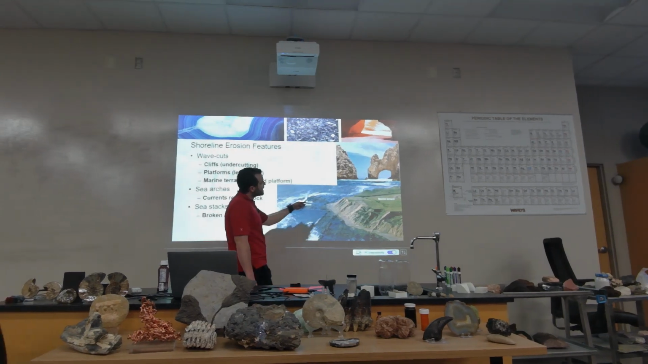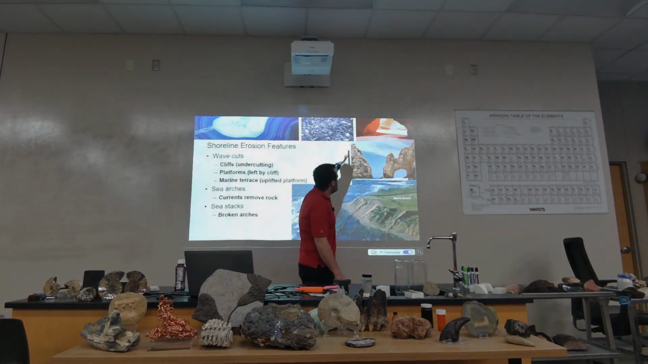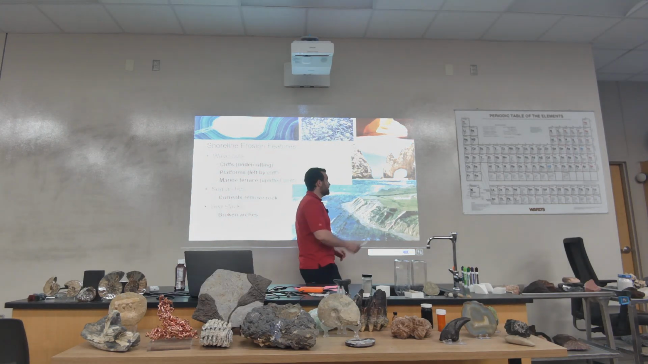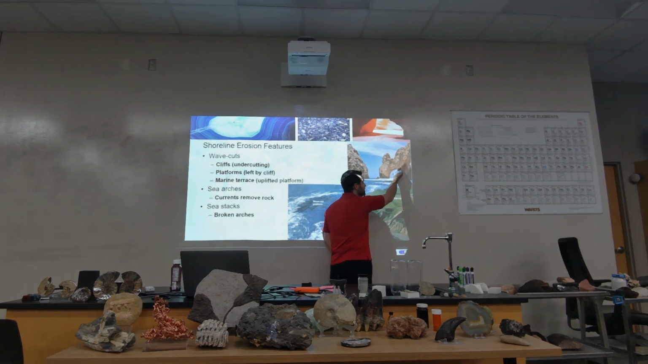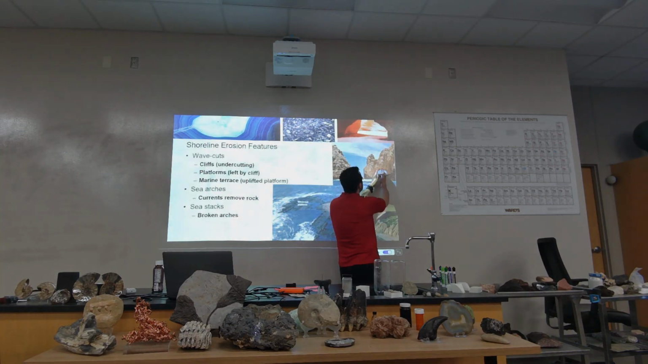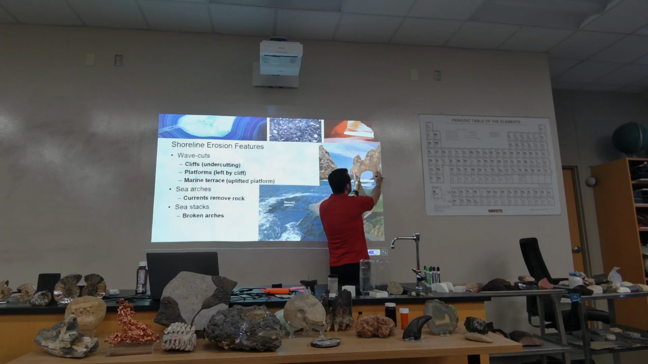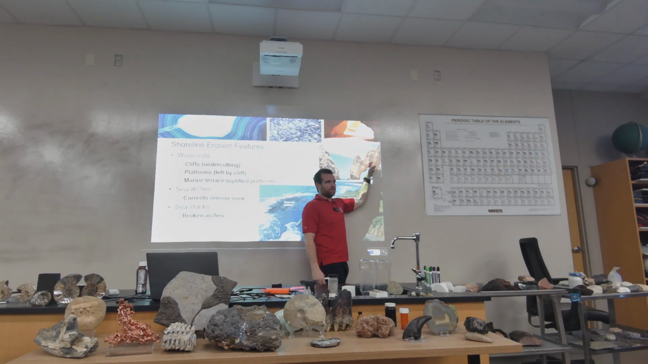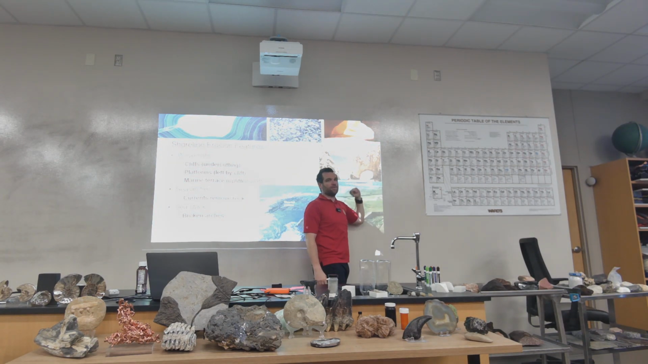A sea stack looks like this. It's kind of just a tower of rock hanging out just off the coast. This most commonly forms when a sea arch loses the arch. What would happen if enough material was removed from both sides of this arch? What would happen to the rock in the middle? Why would it fall? And we call that?